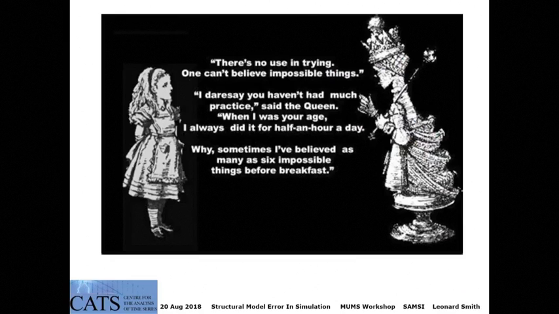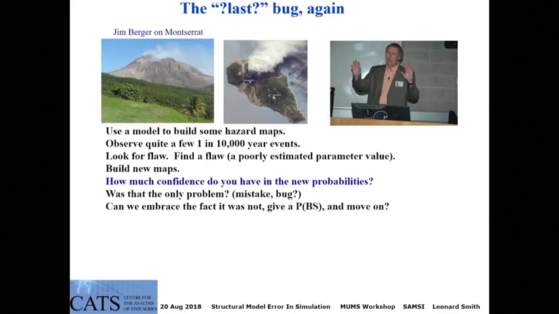And now I can go to one more thing. I don't know if you know this one from Alice: sometimes I believed as many as 6 impossible things before breakfast. Alice says she can't, and the Queen says she just has to try harder. Simulation modeling in the environmental sciences is a good way to believe things that are impossible. So here's Jim doing his paper on Montserrat, and they use a model to build some hazard maps for Montserrat. After time goes by, they've got too many 1 in 10,000 year events. Jim is not as old as he looks. He shouldn't have any of these, I don't think.